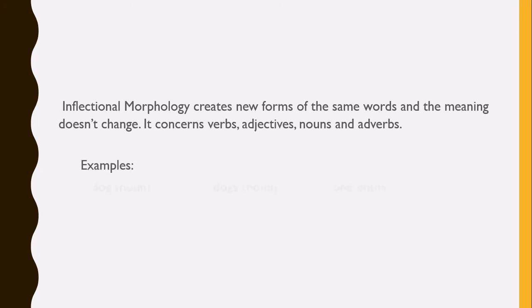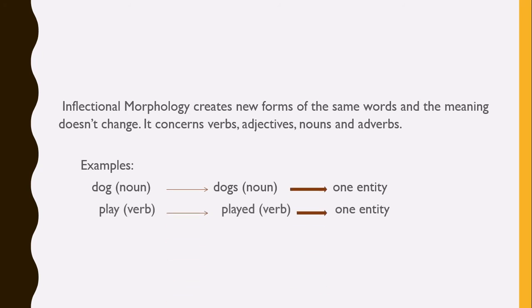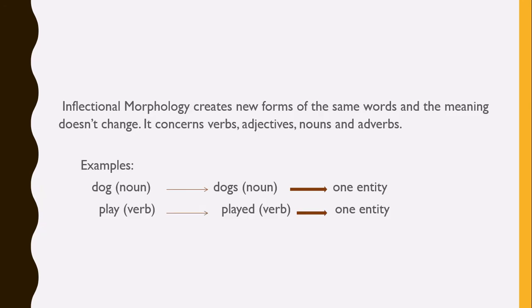Let's see an example. So we have dog. So we have dogs. So we have a new form of the word dog. We have dogs by adding s, but we have the same category, noun, and the meaning doesn't change. So here simply we have one entity. The same for the verb play. We have a verb, we add ed, played is still a verb, and still it is one entity.